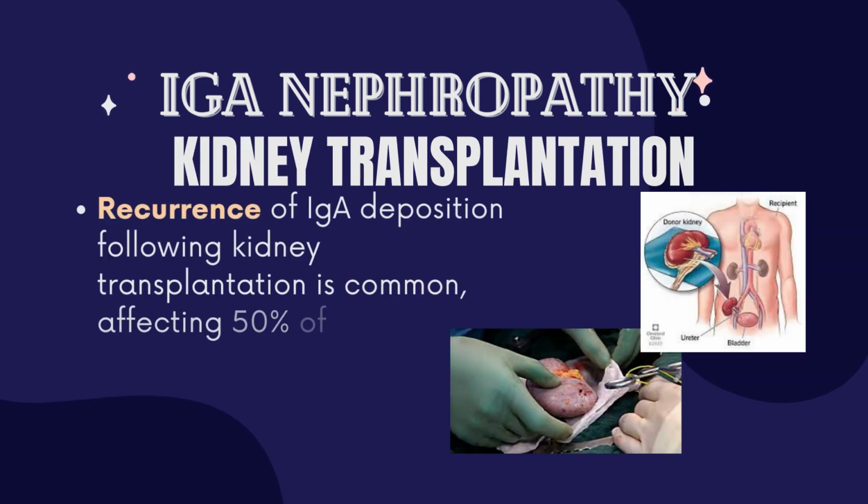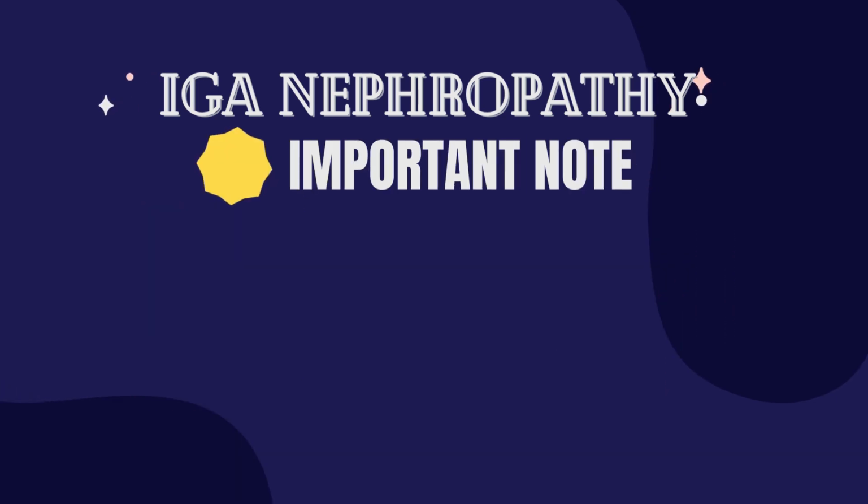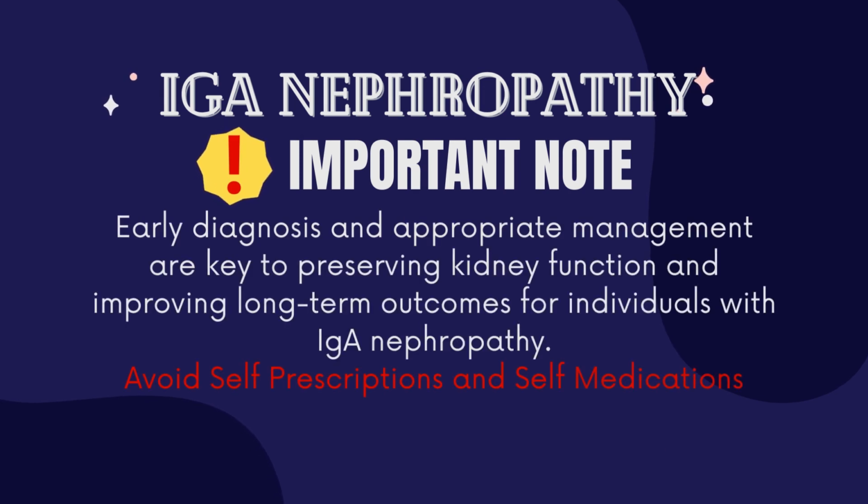Kidney transplantation and IgA nephropathy. Recurrence of IgA deposition following kidney transplantation is common, affecting 50% of grafts within 5 years. But it has been observed that graft failure due to recurrence is rare. It is very important to know that early diagnosis and appropriate management are key to preserving kidney function and improving long-term outcomes for individuals with IgA nephropathy. Also, it must be noted that self-medication should always be avoided, as all these medications have their side effects and must only be used as prescribed by your nephrologist.